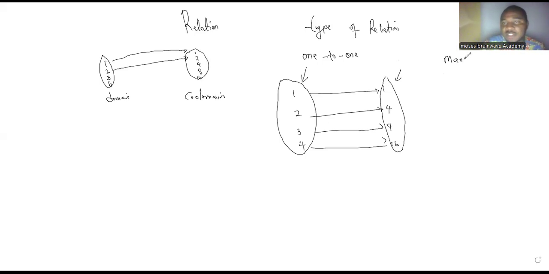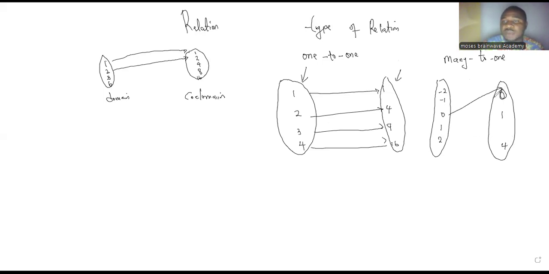Fantastic. Now, we also have another kind of relation which is many-to-one. So let's give a representation of it. Let's say you have -2, -1, 0, 1, 2, and so on and so forth. Now, if the images look like just 0, 1, and 4, where 0 is mapped to 0, and then 1 is mapped to 1, then 2 is mapped to 4, and also -2 is mapped to 4.